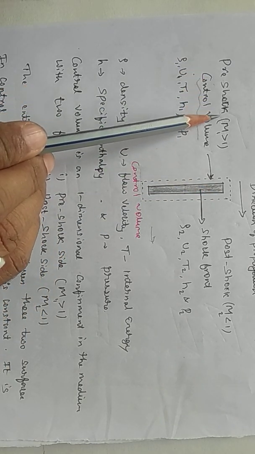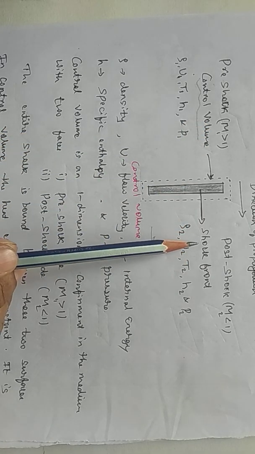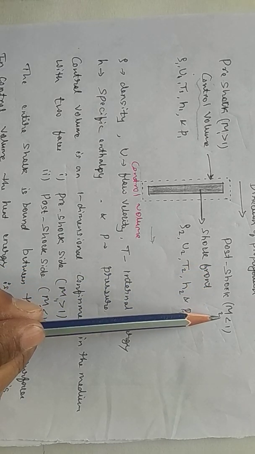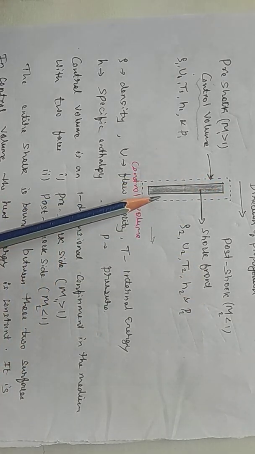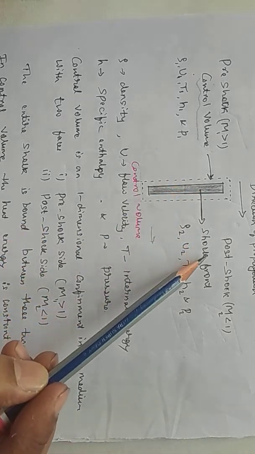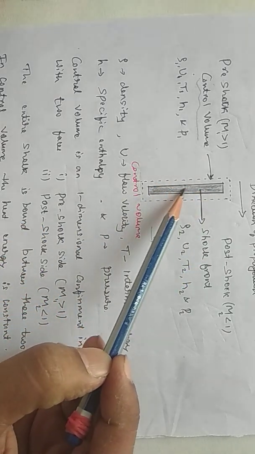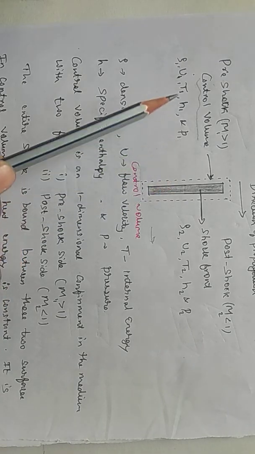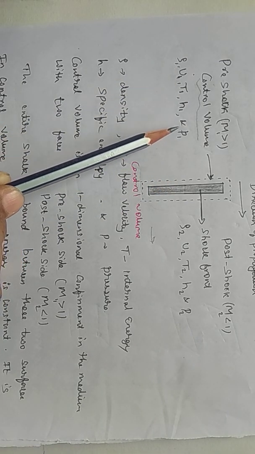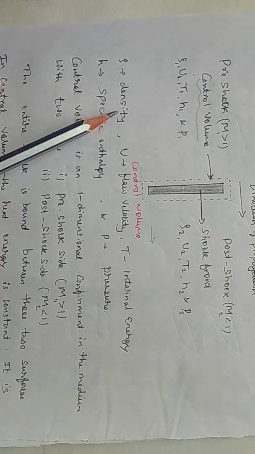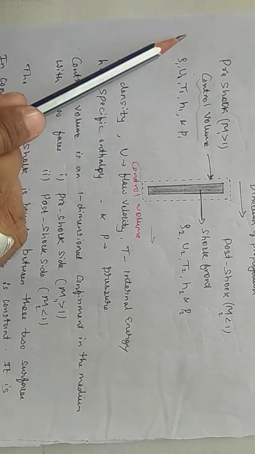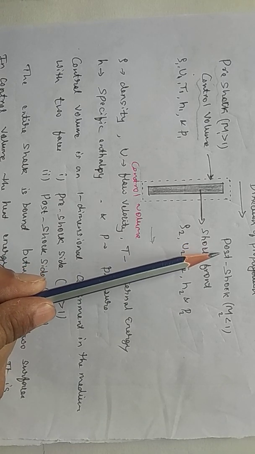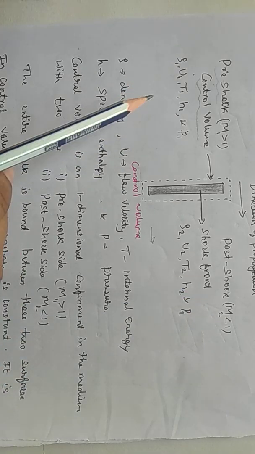Here the left side is called pre-shock, Mach number greater than 1, and on the right side it is post-shock, where Mach number is less than 1. It's an imaginary surface within which the shock wave is present. This is the dark line we have made, that is the small region where the shock wave is present. And for this we have taken ρ1, u1, T1, H1 and P1, which correspond to the parameters on the pre-shock side, and ρ2, u2, T2, H2 and P2, which correspond to the post-shock side values. What are the values?